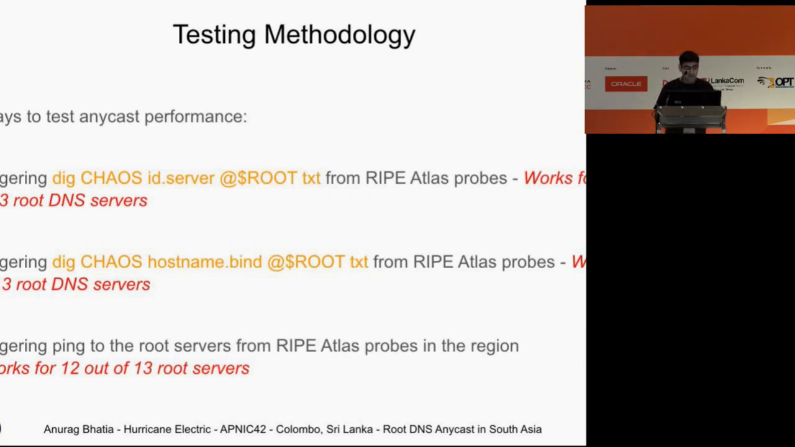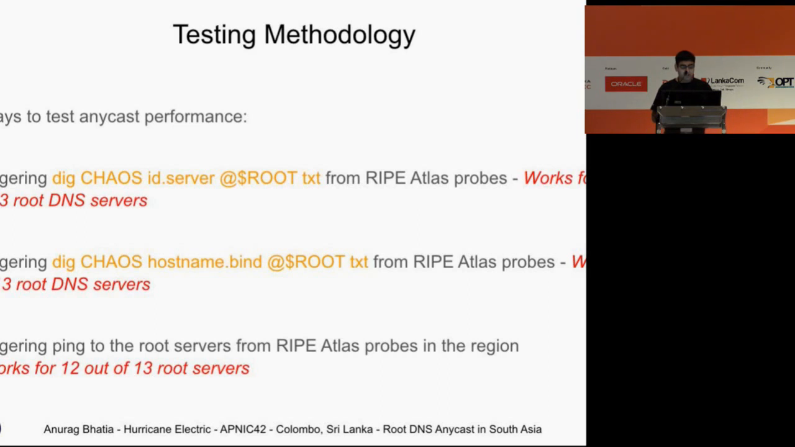So, testing methodology. As I said, the study is based on the data we collected from RIPE Atlas probes across this region. RIPE Atlas probes seem to be one of the best possible tools we have right now, which is quite spread across. It's a small device, around 9,000 of them, and they are spread across the world right now. And in this region, there were relatively fewer RIPE Atlas probes, but still it was better than having nothing.